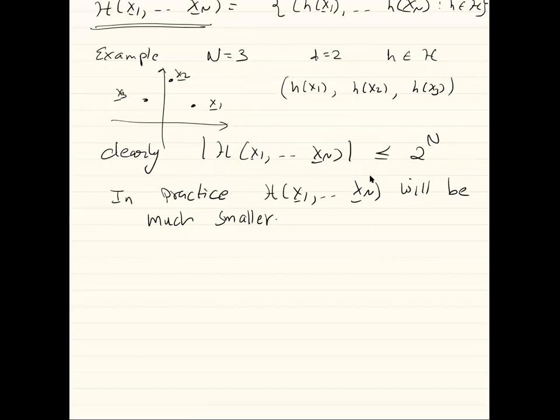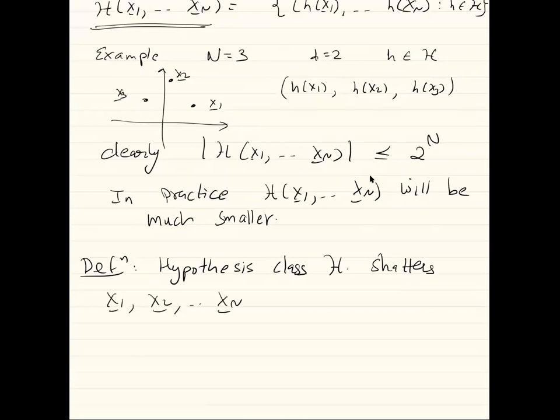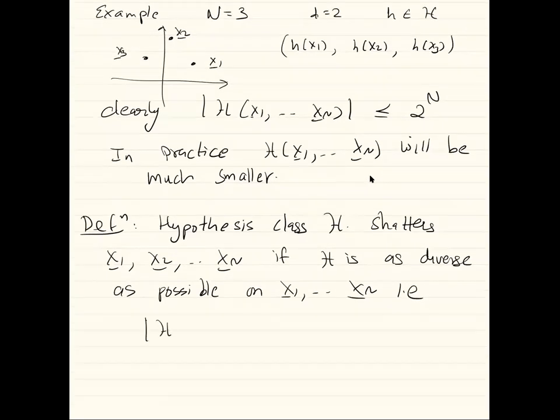Now we say that a hypothesis class H shatters x1, x2 up to xn if H is as diverse as possible on x1 to xn. That is, if you look at the size of H of x1 to xn, it is in fact equal to 2 to the n. In that case, we say that H shatters x1 to xn. Okay, so let's do an example.